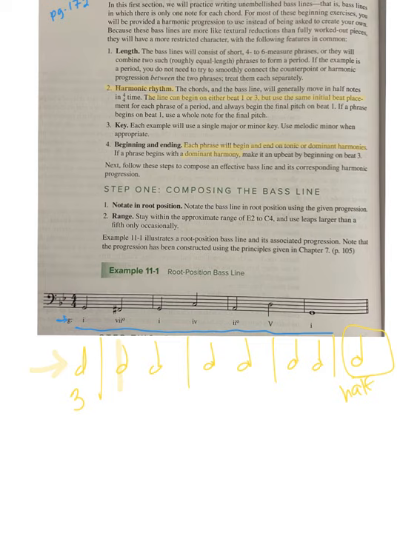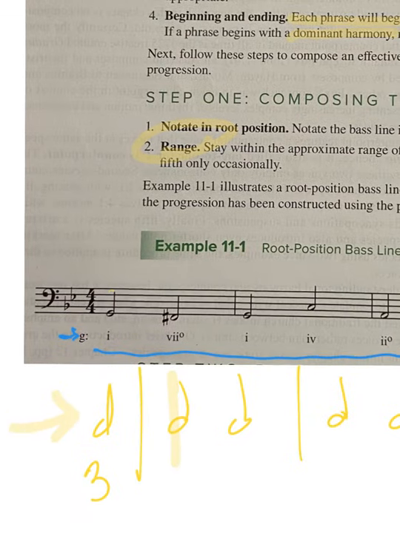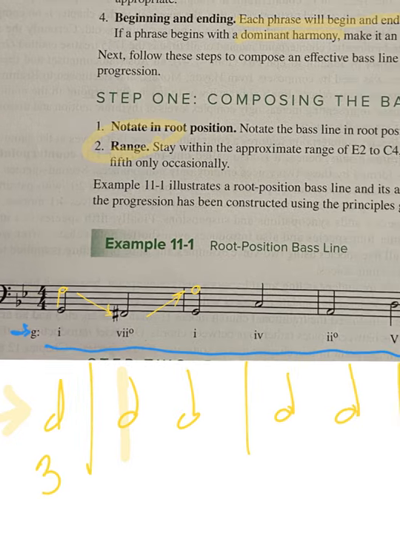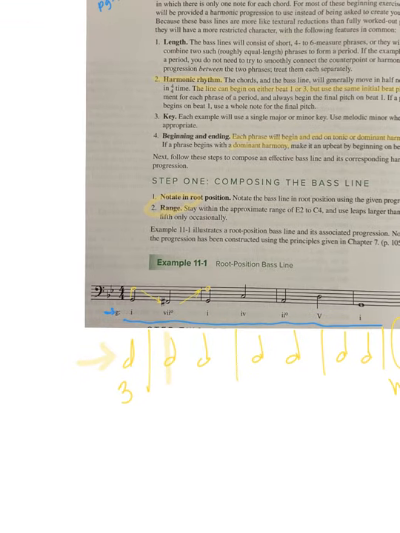Now, it's important to note this range. Stay within approximately E2 to C4 and don't use huge leaps. So what they're saying is you don't want to do this. If it's G and you're starting on 1, you don't want to start on G up here as your first note, then jump way down here, and then go back up to 1 way up here. So think about those principles of staying in a good range and good movement, even though it's a bass line. Yes, basses can jump around, but just think about good part writing principles. Okay, so that's step 1. The bass line in root position.